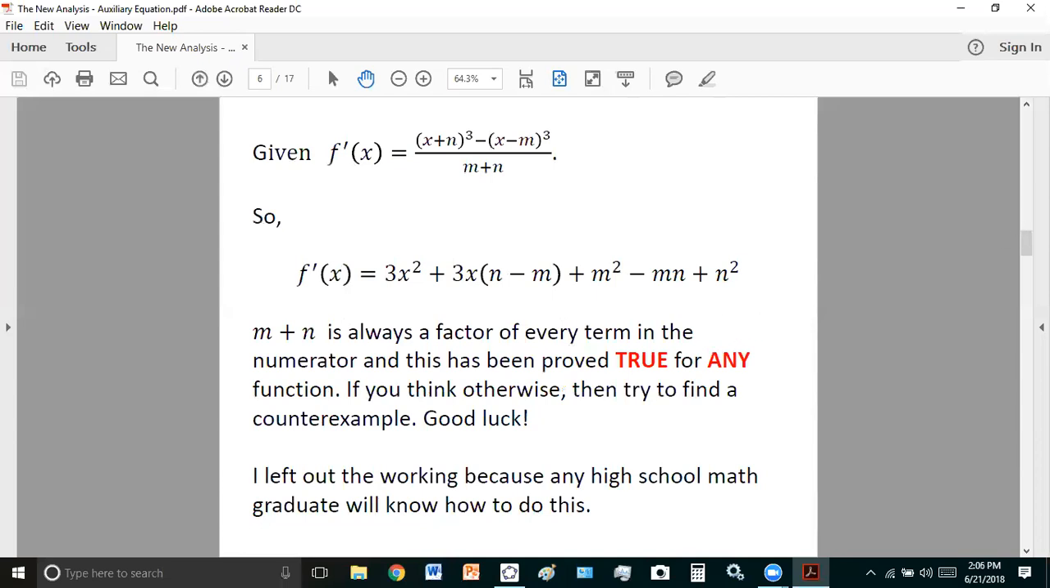I left out the working because any high school math student will know how to go from this step here to this step here, okay? So you can actually just simplify this expression on the right to get that. And then this expression here is the auxiliary equation when you add equals 0. This part here is just an expression, but adding equals 0 will make it an equation. So I'm trying to be slow so I can fit in everything correctly for all the people that are not so intelligent out there. And trust me, there are many.